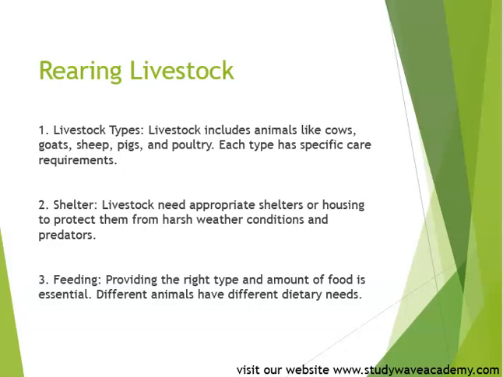Shelter. Livestock need appropriate shelters or housing to protect them from harsh weather conditions and predators. Feeding. Providing the right type and amount of food is essential. Different animals have different dietary needs. So livestock types, picking the animals you want to rear, then providing shelter for them, then feeding them with the right type and amount of food. All these are activities under rearing livestock.